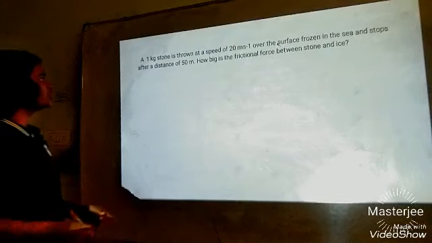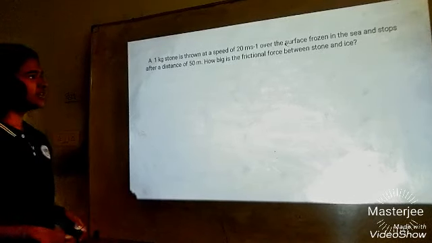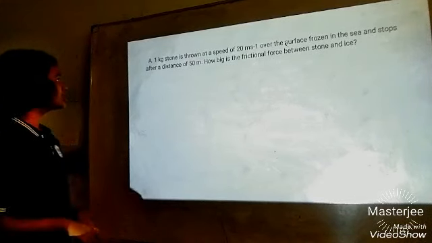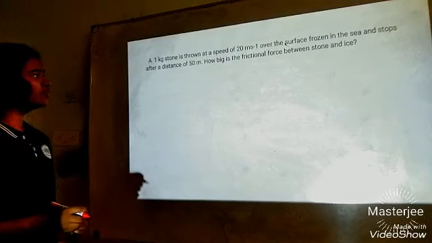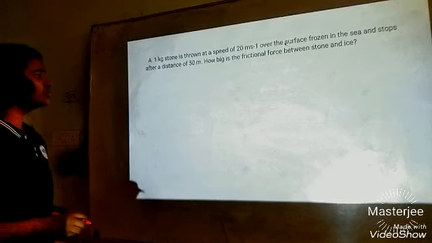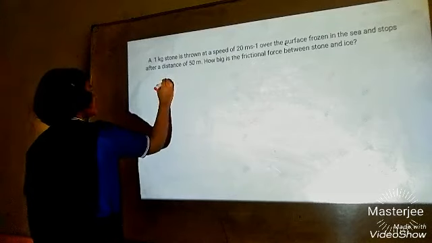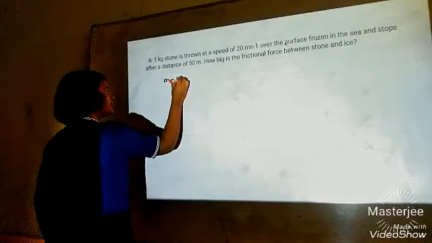A 1 kg stone is thrown at a speed of 20 meters per second over the surface frozen in the sea and stops after a distance of 50 meters. How big is the frictional force between stone and ice? Here they are given mass is equal to 1 kg.